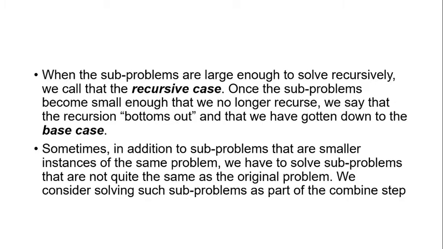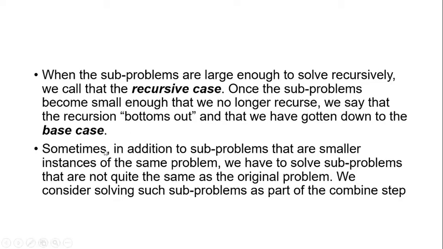Like in the case of factorial, today we are going to see how to find the factorial of a number using a recursive algorithm. The meaning is that when the sub-problems become small enough, that is, when factorial 0 or factorial 1 comes, that is the termination point. When the termination point is reached, we say the recursion bottoms out. That means we cannot do further recursion, and we have gotten down to the base case. So that termination point is called the base case. Every recursive algorithm will have a base case, in case of linear recursion I'm talking.